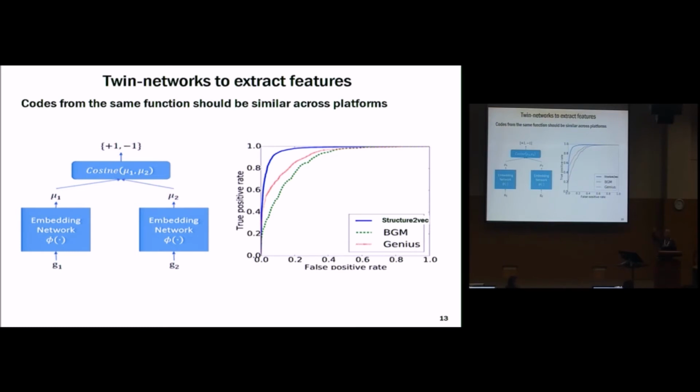If you are provided with a piece of code, maybe compiled on iPhone, and then you want to retrieve similar functions in the database. You may compile it using other platforms such as Android. So you want this curve to be on the top. In this case, you look at the false positive rate and true positive rate. You want the curve to be towards the upper left corner.